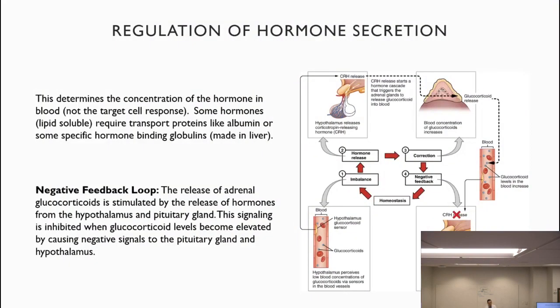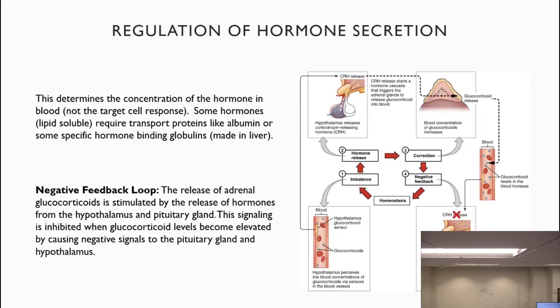Here we have the regulation of the hormone secretion, which we are going to differentiate from the regulation of the hormone action. We are talking about how the gland knows how much hormone has to release, for how long, and when to stop. This is occurring at the level of the glands that produce the hormones. That will determine the concentration of the hormone in the blood. This has nothing to do with the response.